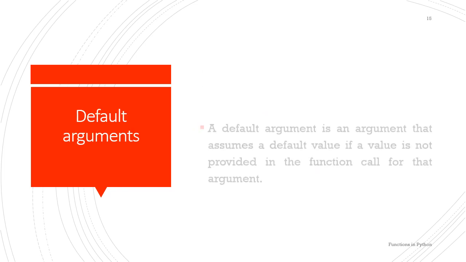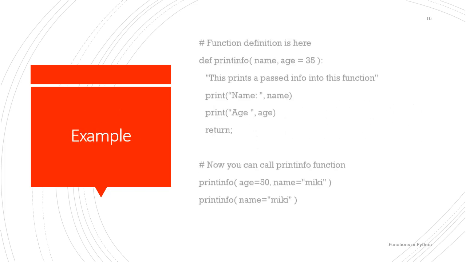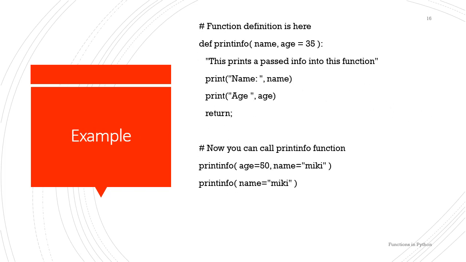Next is default arguments. What is a default argument? A default argument is an argument that assumes a default value. If we are not providing some value in the function call, the default value will be assigned to the parameter. We'll see with an example. See, in this function, again, there are two parameters, name and age. But age is assigned a default value 35.